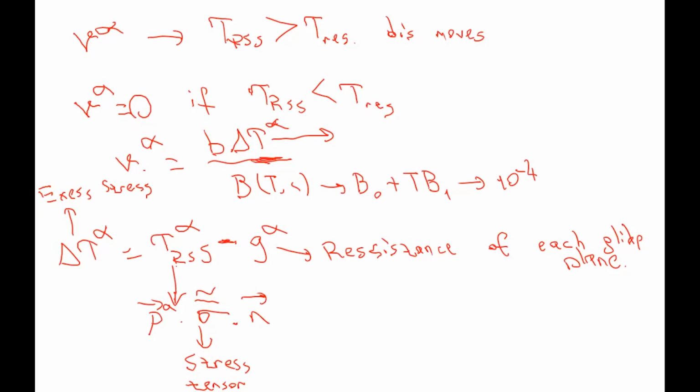How about the resistance? Resistance, we know we have one material constant, right? We have the lattice resistance, the Peierls stress. So it is tau 0. This is the Peierls stress.